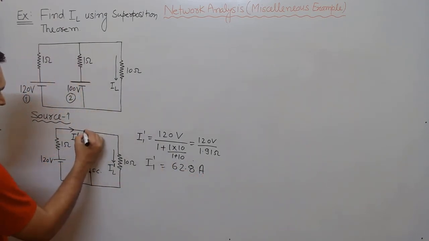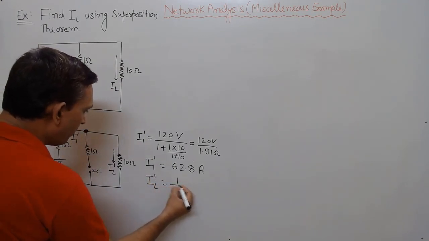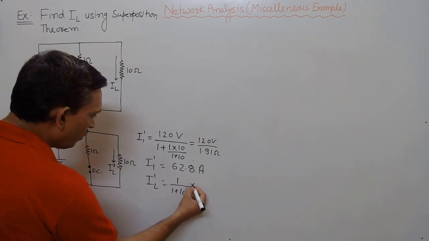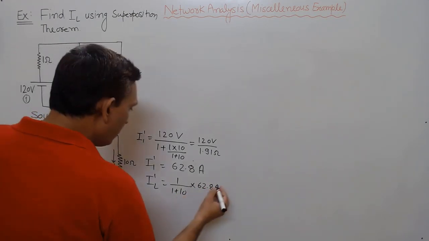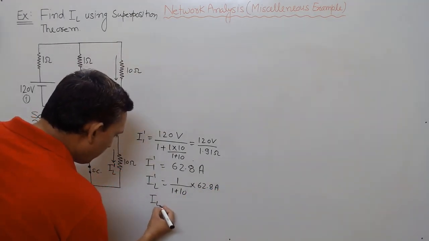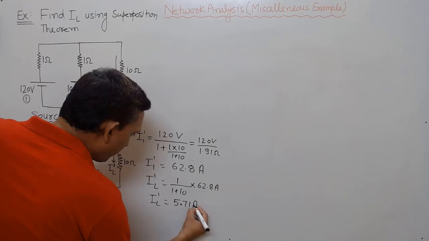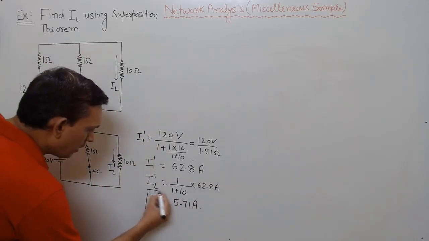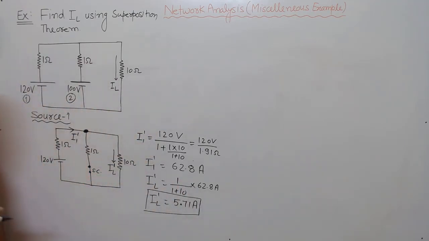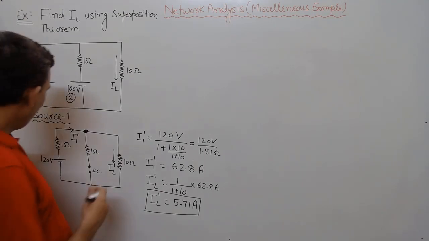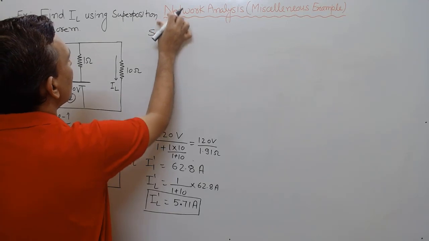Then apply current division at this node. So IL dash will be given by 1 by 1 plus 10 into 62.8 ampere. And this value will be 5.71 ampere. So IL dash is 5.71 ampere. Now see the second source. We have source 2.